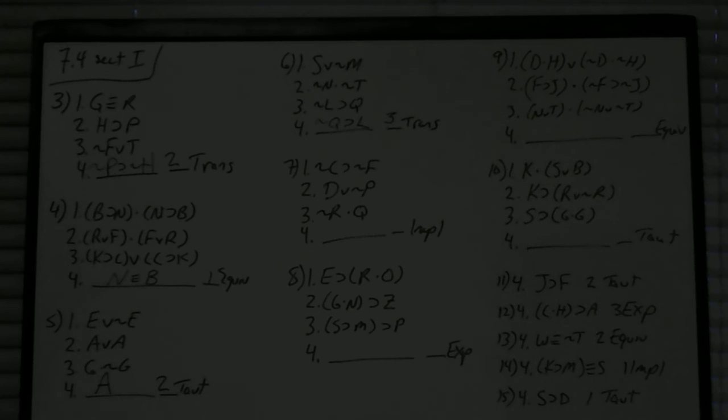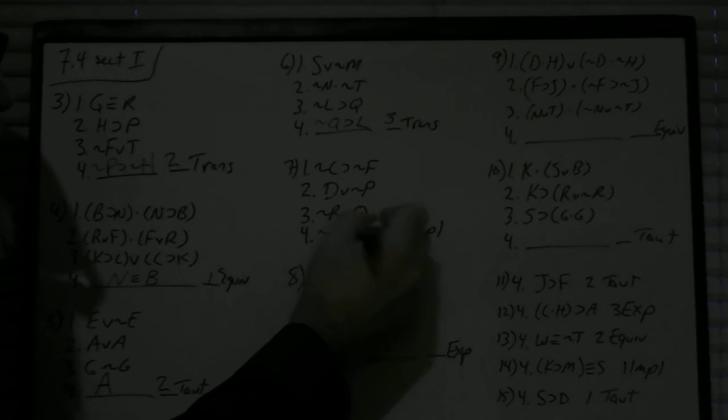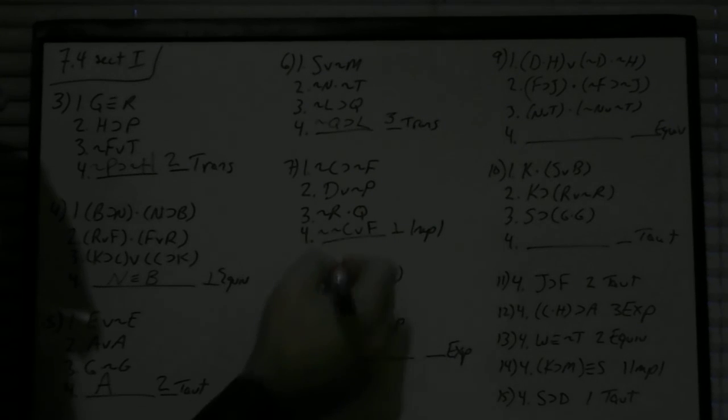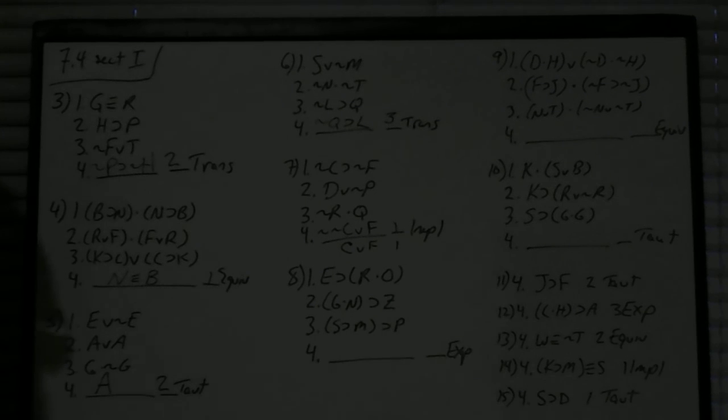Number 7, we have not C then not F, D or not P, not R and Q, and they want a material equivalence on this one. So if you look at line 1, you've got the conditional not C then not F, and so to make that a material equivalence you would have not C or not F. Right, you can see you'd have not C or F from 1, or if you did the double negation there, you could make that just C or F from 1 through material implication.